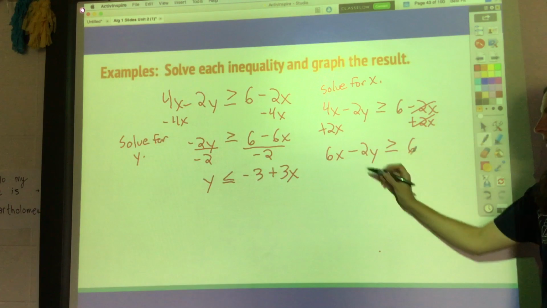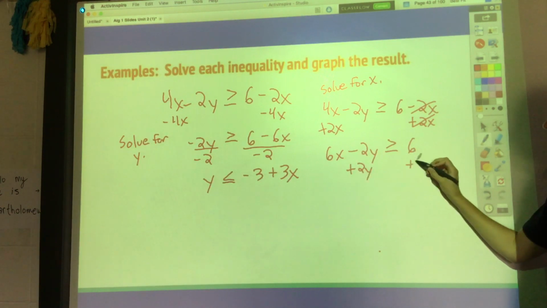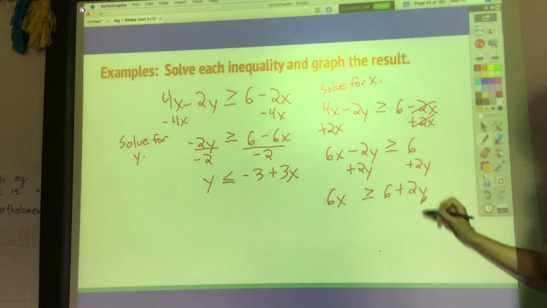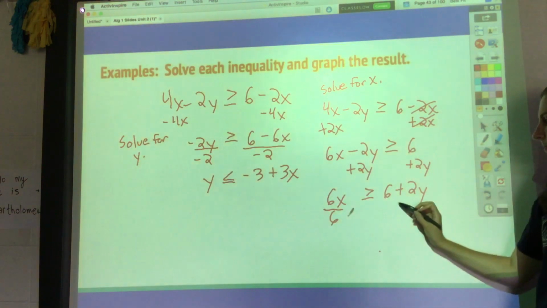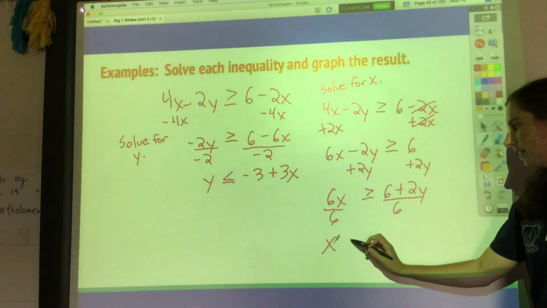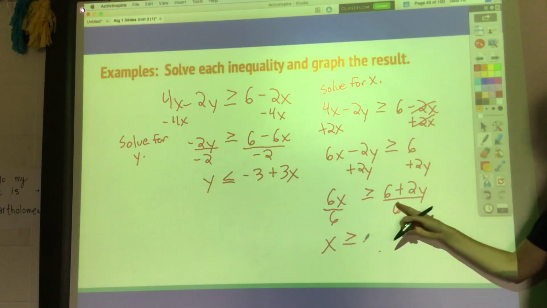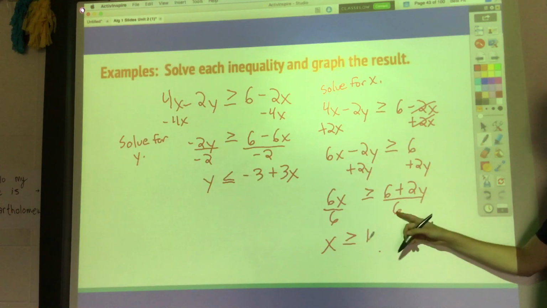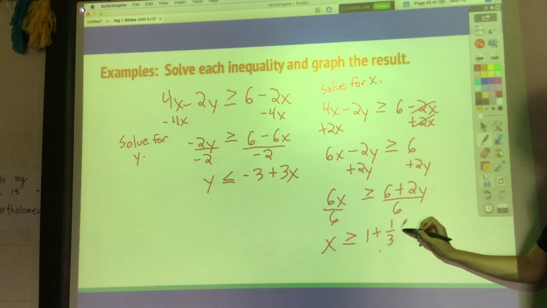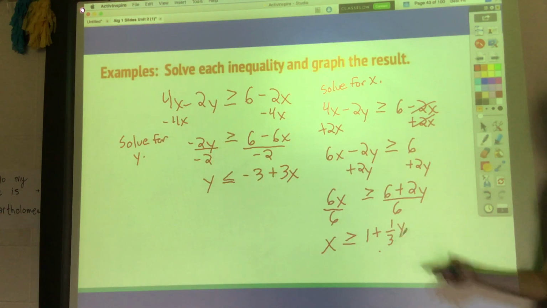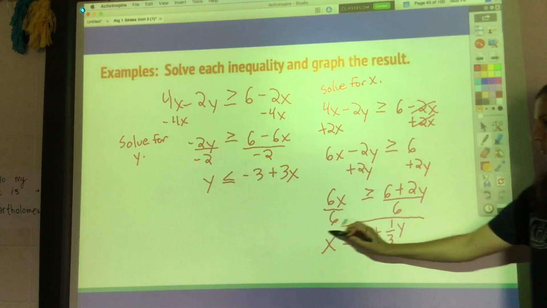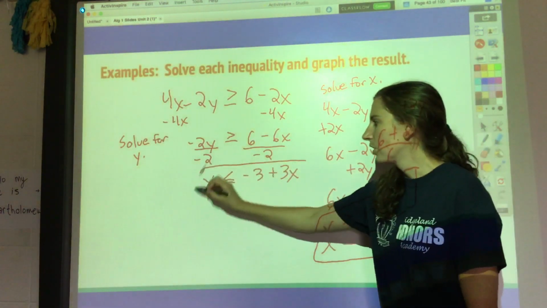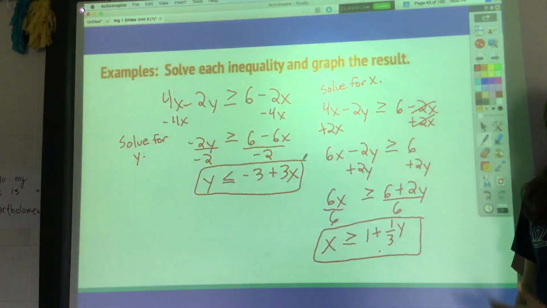I still need to get x by itself, so add 2y to both sides. And then divide by 6. So there we have it. x is greater than or equal to this. You can simplify this a bit if you want. 6 over 6 is 1. 2 over 6 is a third, so a third y, or y over 3, either way. That's a more simplified answer. So these look different, right? If I solve it for x versus if I solve it for y. Just depends on what the problem asks for.